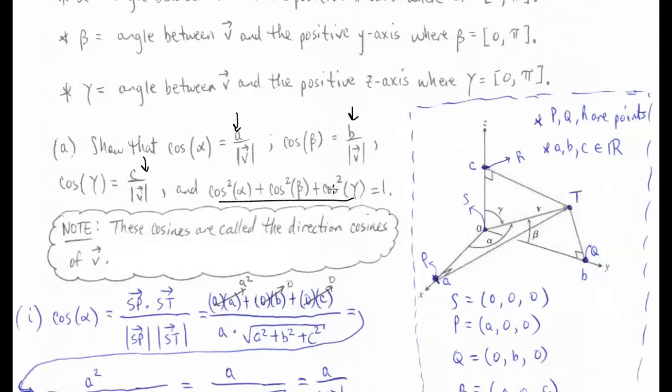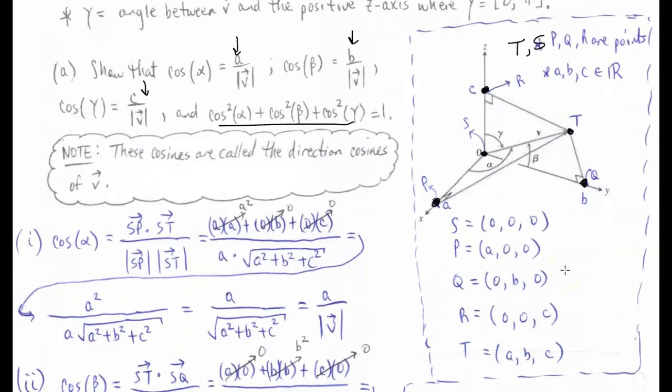To start this off, I need to define the sides I'm looking at as vectors. I left off some points here. P, Q, and R are actual points on this graph, but we also have S and T as well, so I'm going to write those in. All these are points, and A, B, and C are scalars or real numbers. Now, according to what I have here, and knowing that this vector v starts at the origin, I know the coordinates for my points S, P, Q, R, and T.